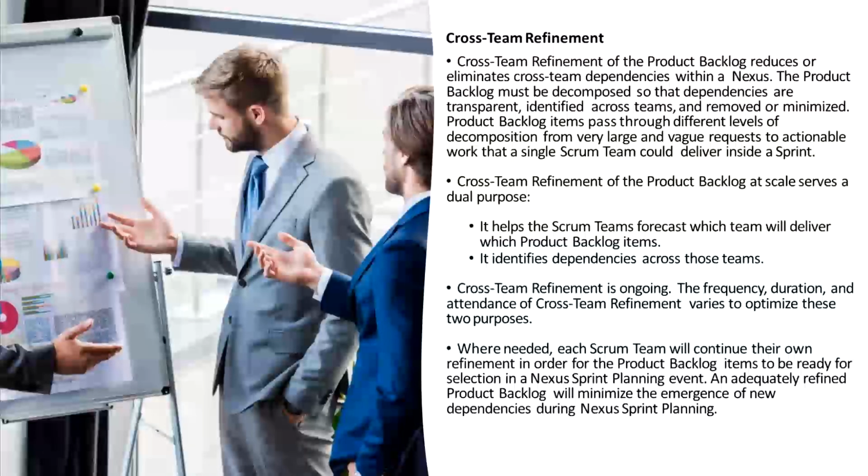Where needed, each Scrum team will continue their own refinement in order for the product backlog items to be ready for selection in a Nexus sprint planning event. An adequately refined product backlog will minimize the emergence of new dependencies during Nexus sprint planning.